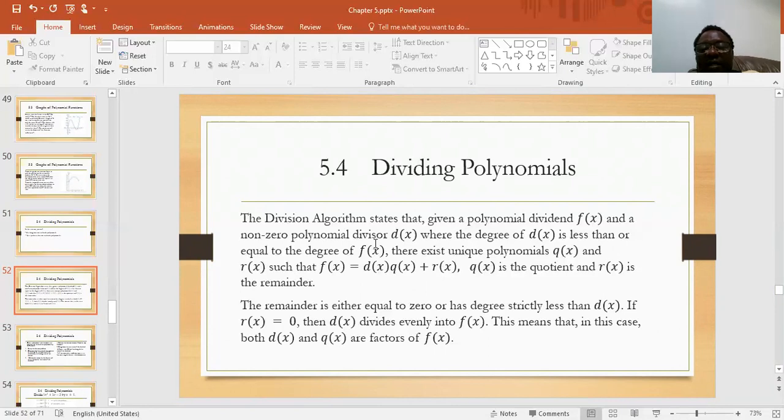The remainder is either 0 or has degree strictly less than d of x. If r of x is 0, then d of x divides evenly into f of x. This means that in this case, both d of x and q of x are factors of f of x.